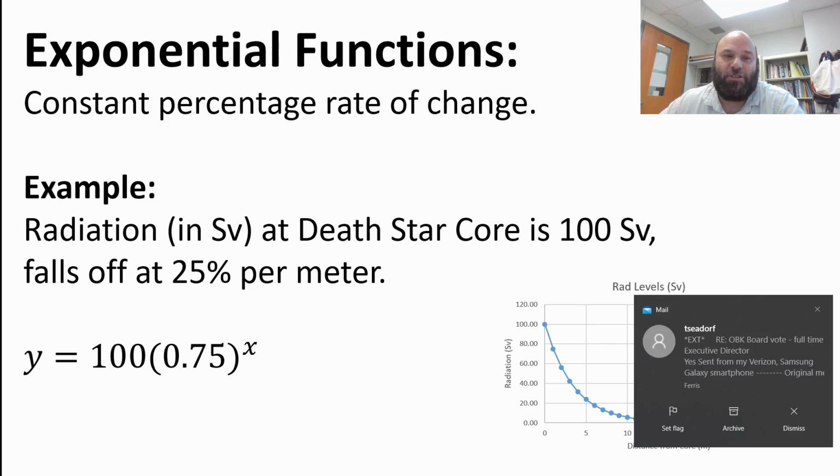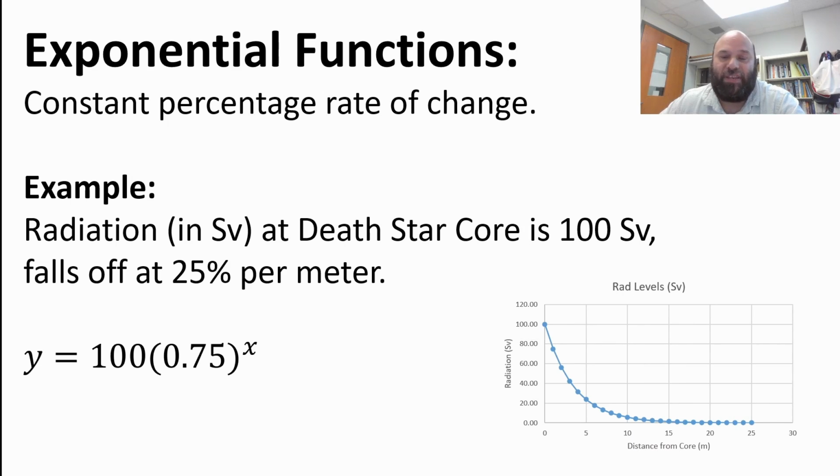The way the exponential function is written is what do you regularly multiply the initial value by? Well, the initial value is 100, and because we lose 25%, 75% remains, so we multiply it by 75% for every meter away from the core that we are. So if we're x meters away, we multiply it by 0.75 x times, and repeated multiplication is exponential, gives us exponents, so that's codified as 100 times 0.75 to the x. You can see the graph to the right. You can see how it initially falls off very quickly and then slows down and flattens out.